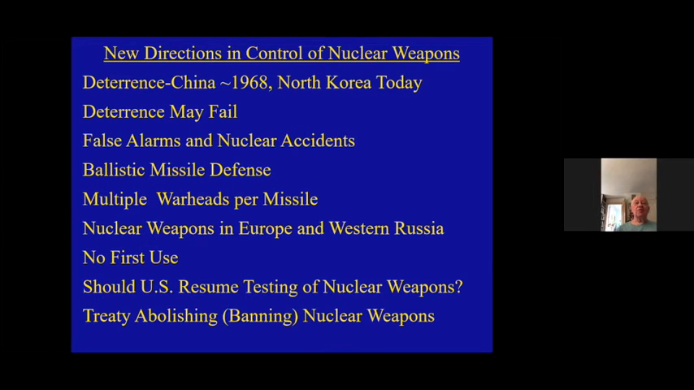The big question today that I mentioned earlier is that deterrence may fail. Even though we have reduced the number of weapons carried in intercontinental distances by Russia and the United States, something may happen in that 10 minutes that leaders have to make a decision to launch their own nuclear weapons back at a country that they think has launched weapons at them. So false alarms and nuclear accidents are the huge problem that I see today.